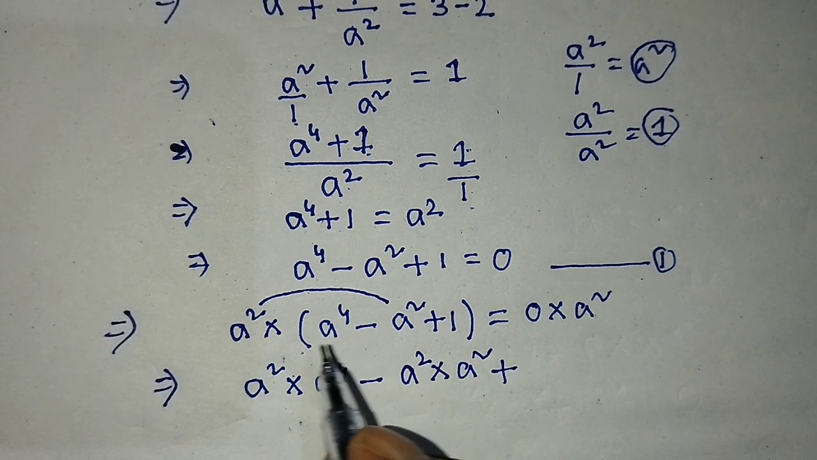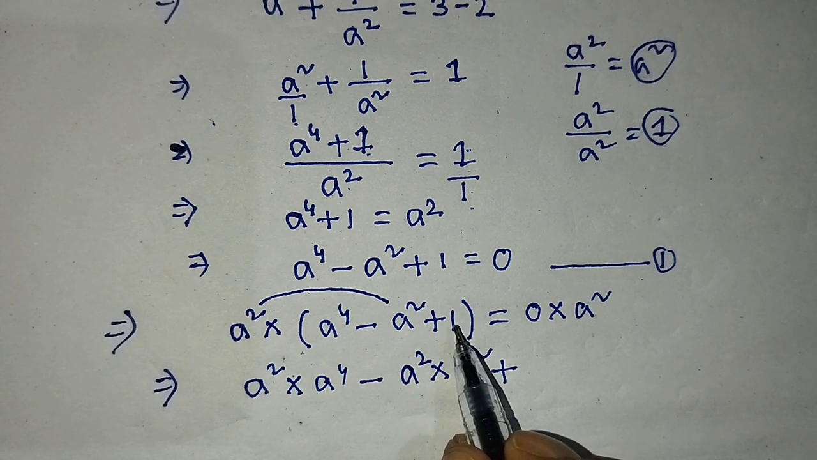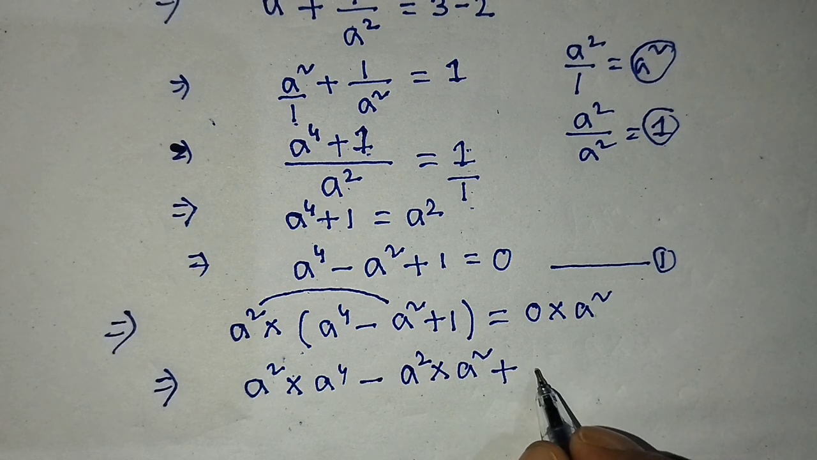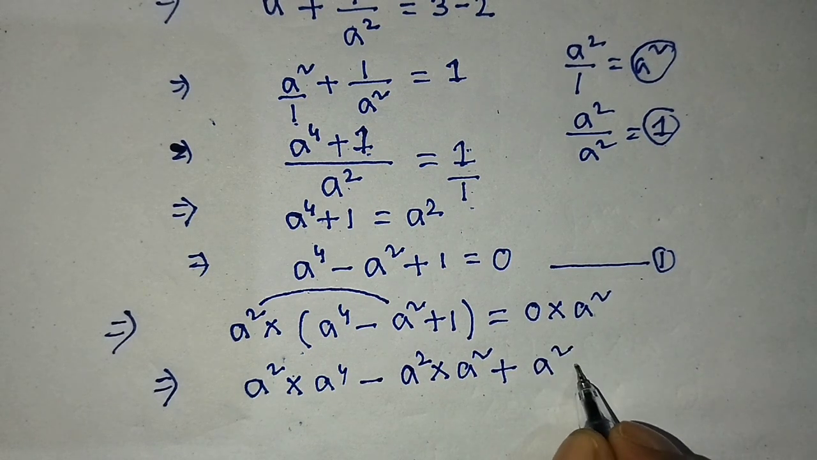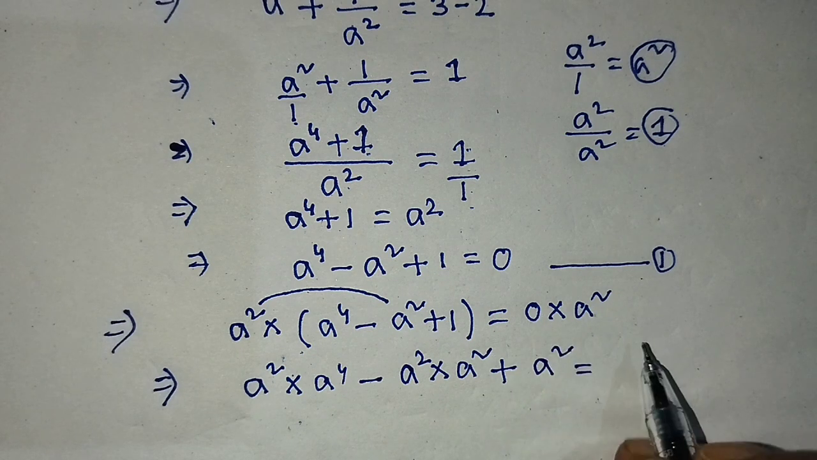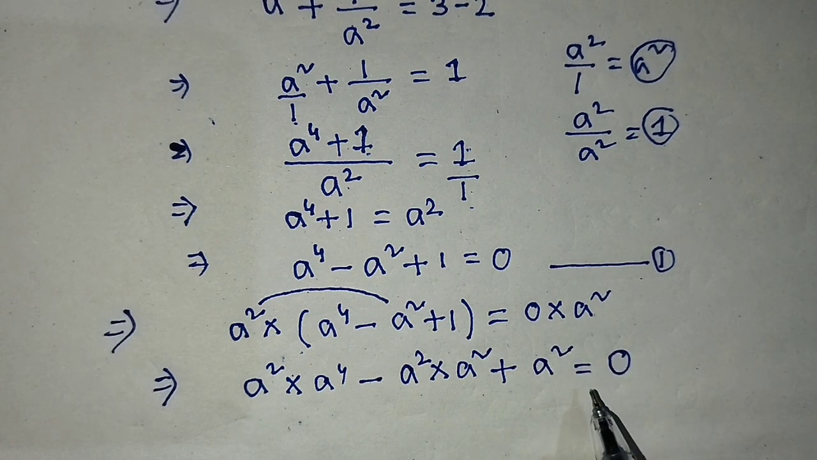Okay, and in last position here is 1, so if you multiply a square with 1, we can write in here a square is equal to, on the right hand side, if you multiply a square with 0, then you get 0, so you have to write in here 0.